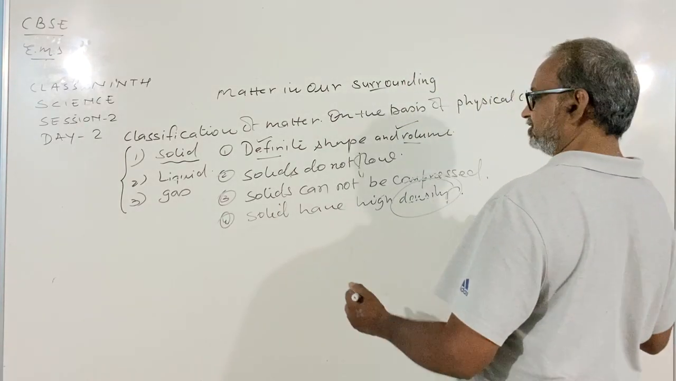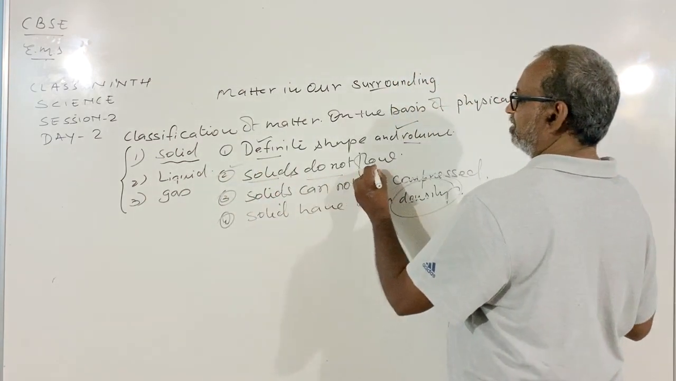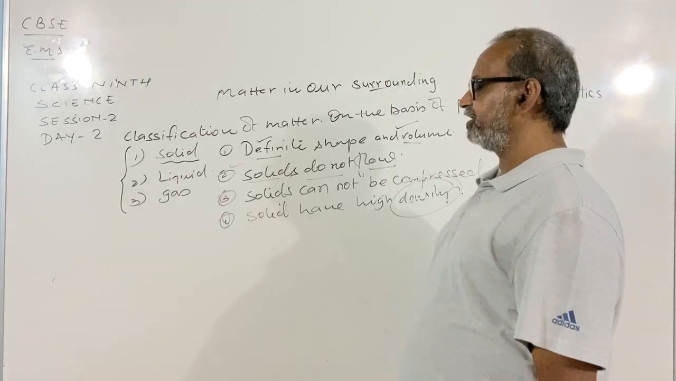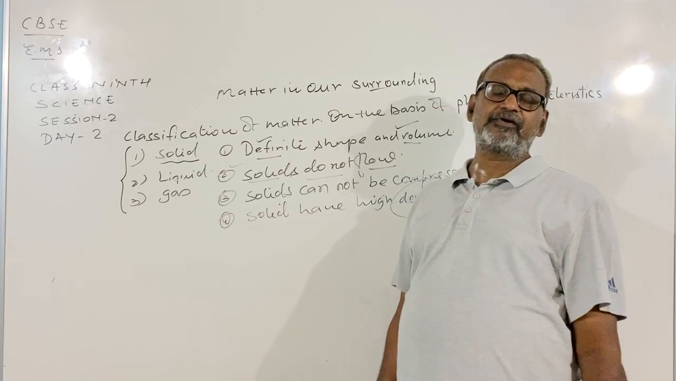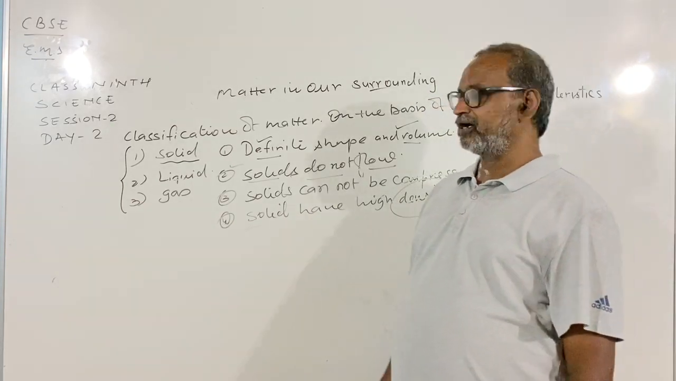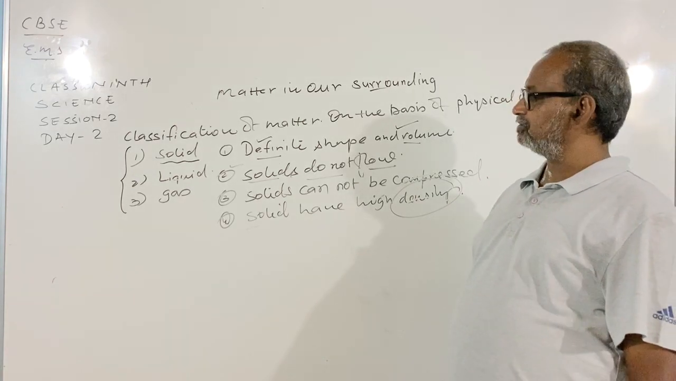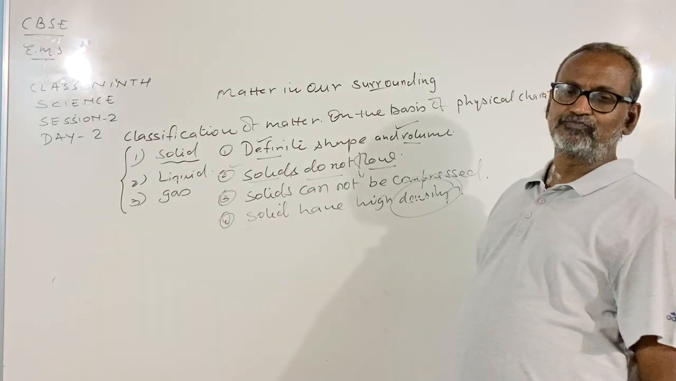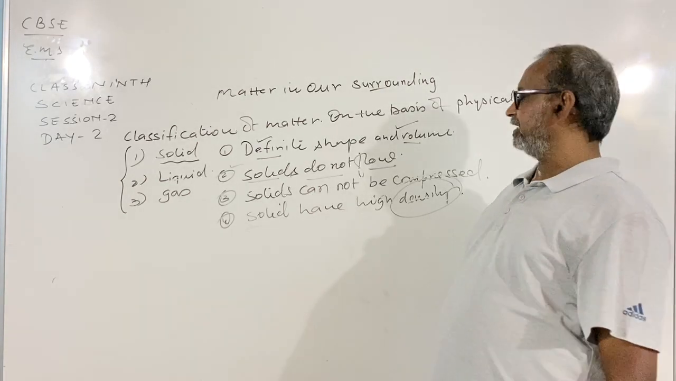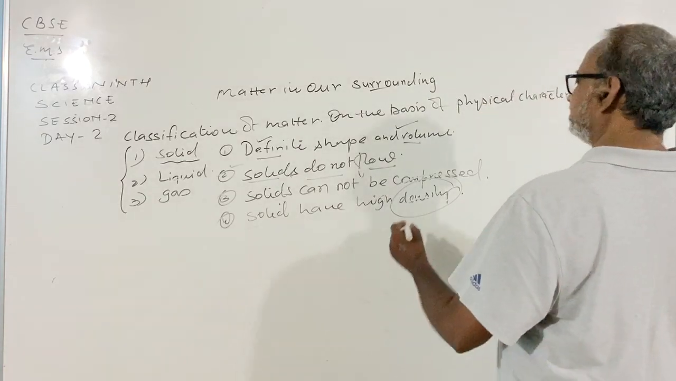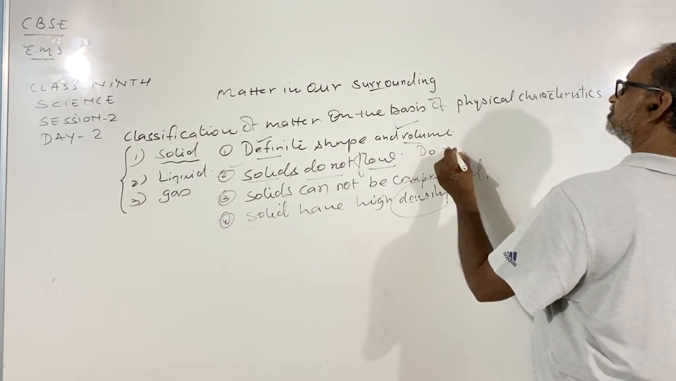So we have discussed some characteristics of solid. Let us recall quickly. Solids have definite shape and volume. Solids do not flow. Solid cannot be compressed. And a substance in the solid state has more density as compared to liquid or gas. Finally, the solids usually do not diffuse.